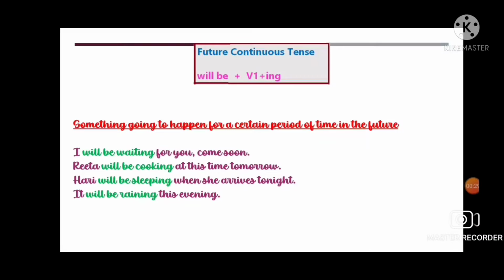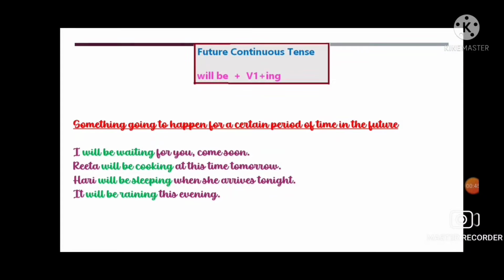Rita will be cooking at this time tomorrow. See, this is what is going to happen. Rita will be cooking at this time tomorrow. Hari will be sleeping when she arrives tonight. So you guess almost that this is what is going to happen. It will be raining this evening.